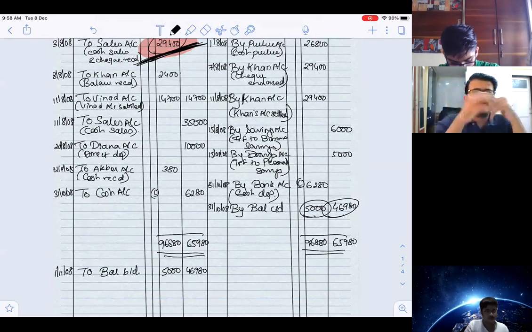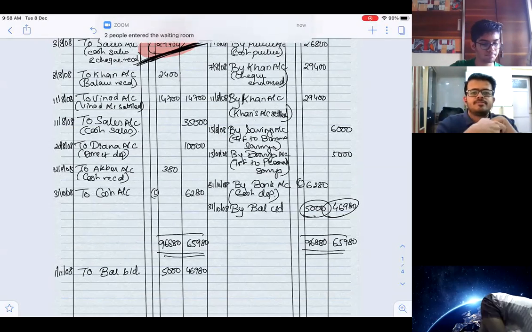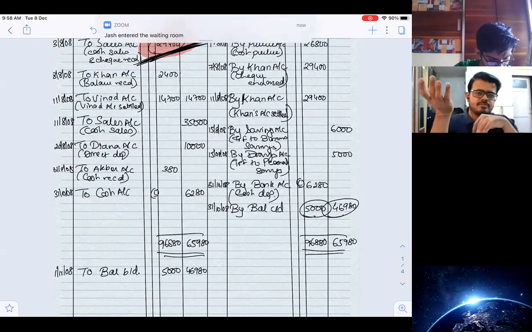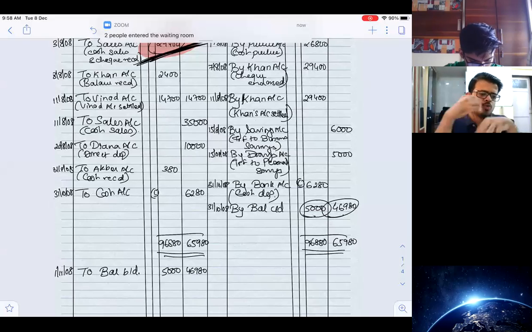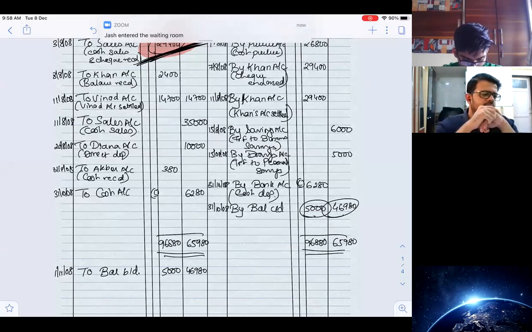So the only different point in this sum was that Khan part. What happened in the Khan part? We gave a check of 29,400 instead of 27, so the extra 2,400 he gave us back. He gave us back. Okay. So that was the different point in Khan.